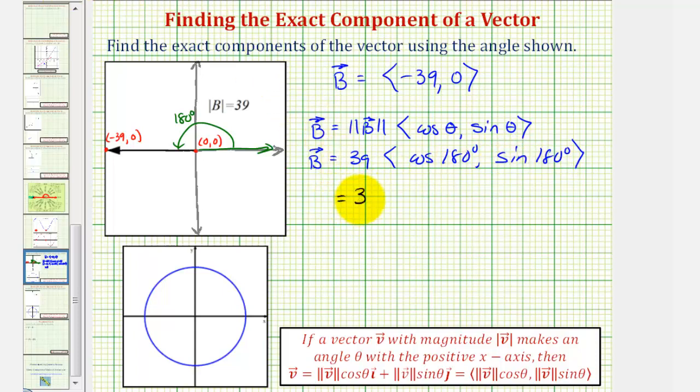So we'd have 39 times the unit vector (-1, 0). Performing the scalar multiplication gives us the same result, an x component of -39 and a y component of 0.